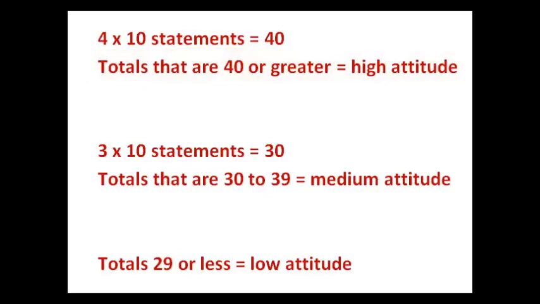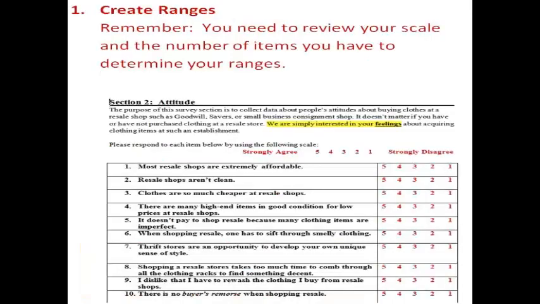People who are mostly circling 3s for each statement are going to be in the medium group. Since I have 10 statements, I go 3 times 10, and that's 30. So the range for the medium attitude starts at 30 and goes up to 39. Remember, 39 is one less than 40 because that's our cutoff from the high to medium group. And then lastly, anything less than 30, which is 29 or less, is going to be considered low attitude.